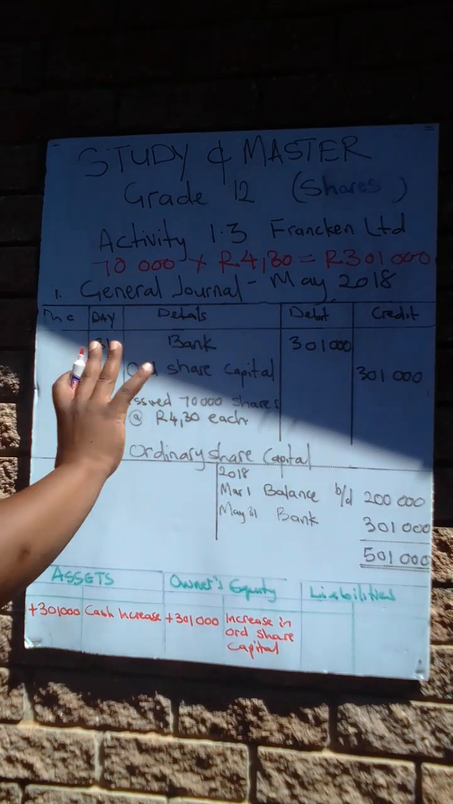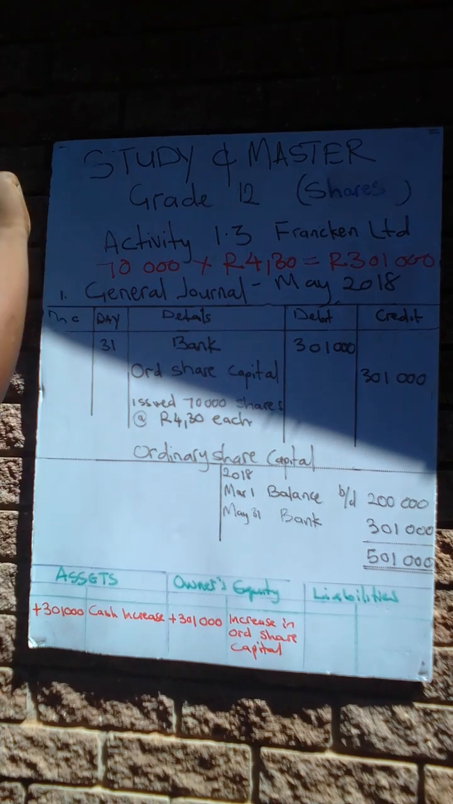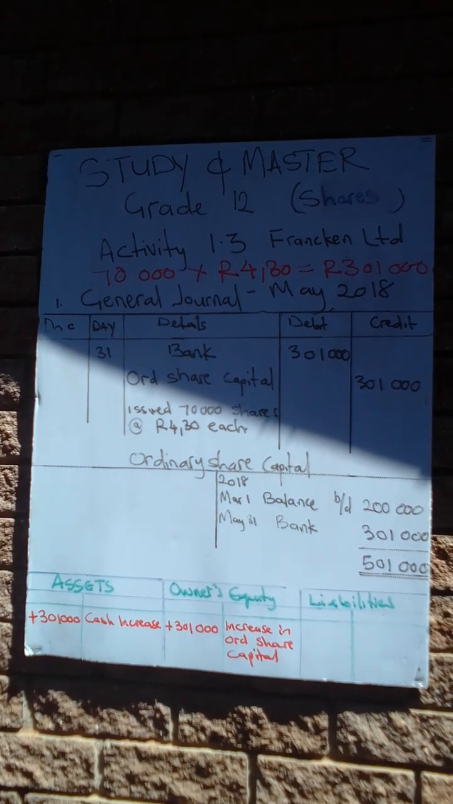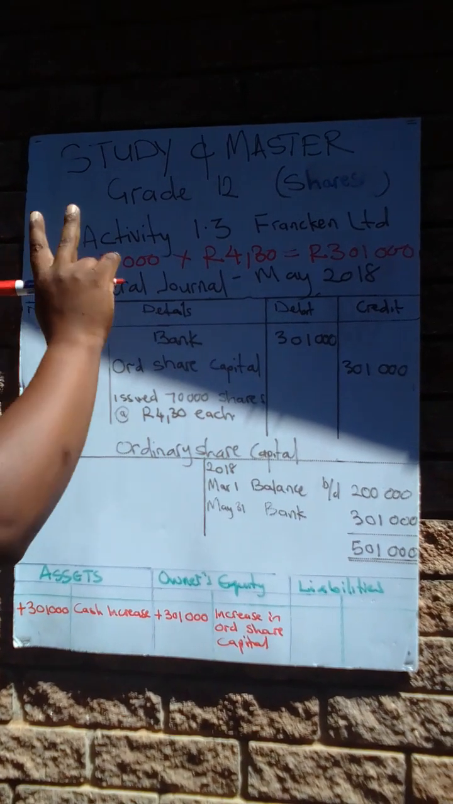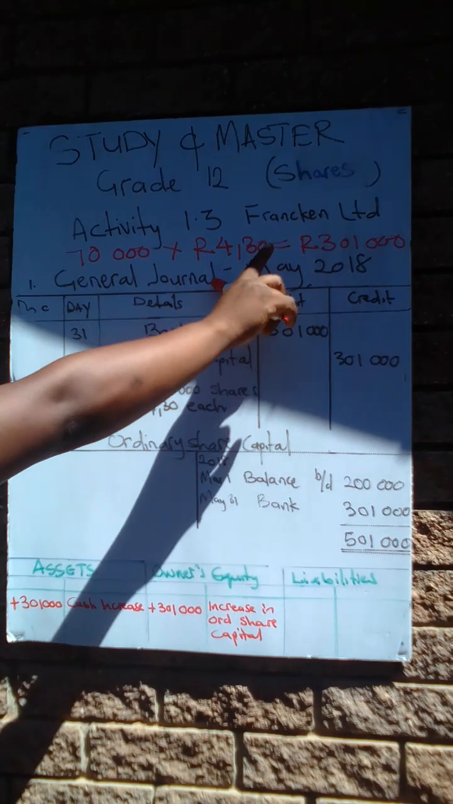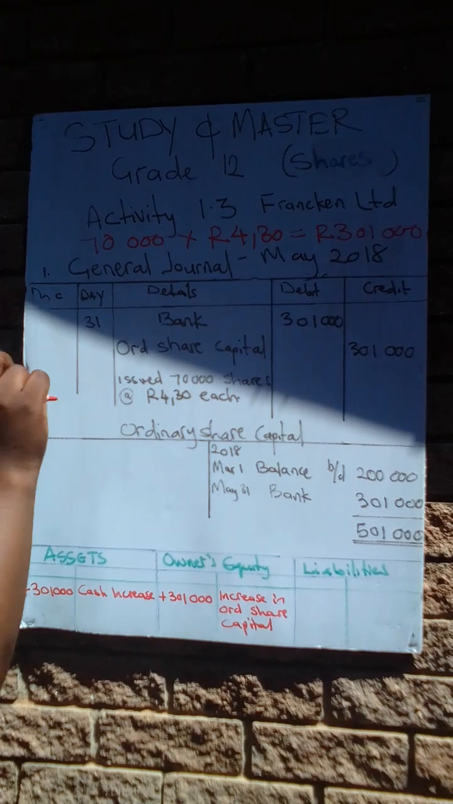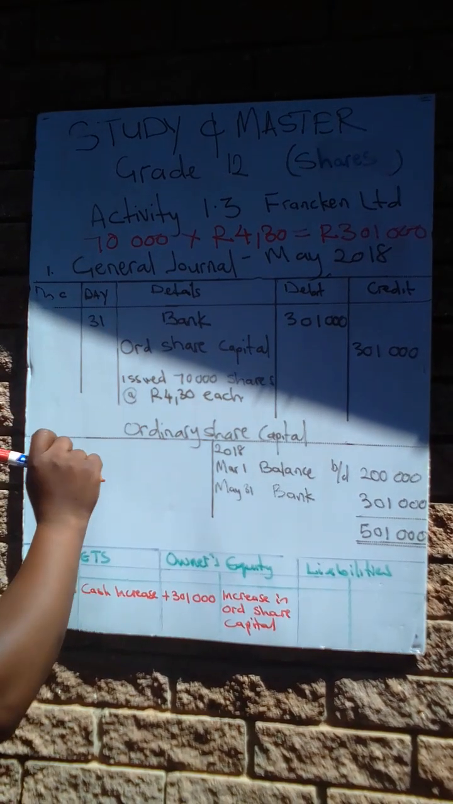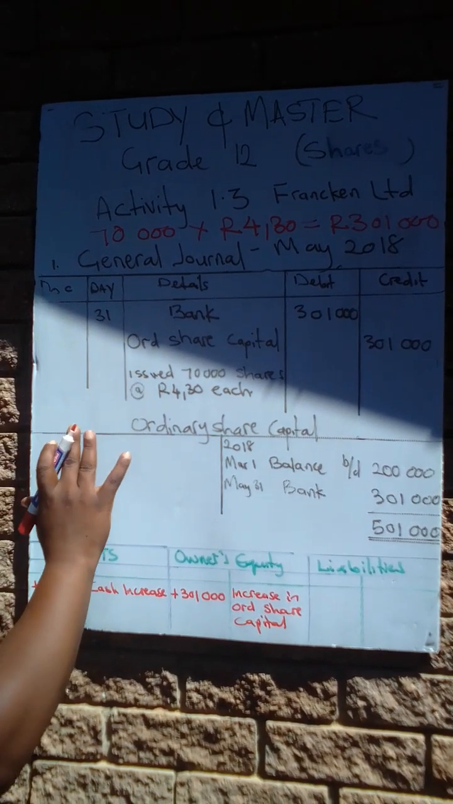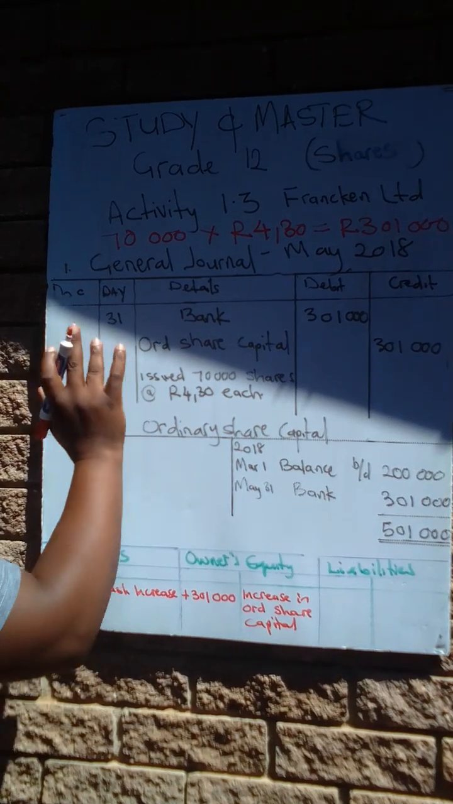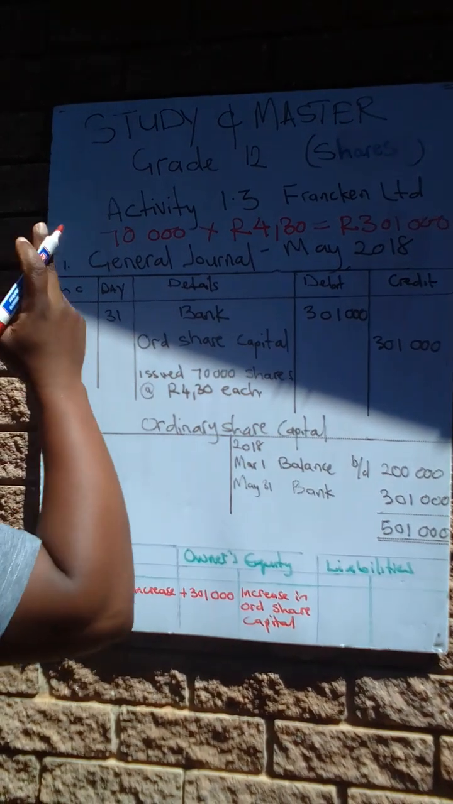Whenever money is received, it means that our bank account is also going to be affected. Are we still together? The two accounts affected by this transaction are bank and ordinary share capital. I know your question now, as you look at my board: how do I know that I'm supposed to debit bank and credit ordinary share capital? How do I know that?